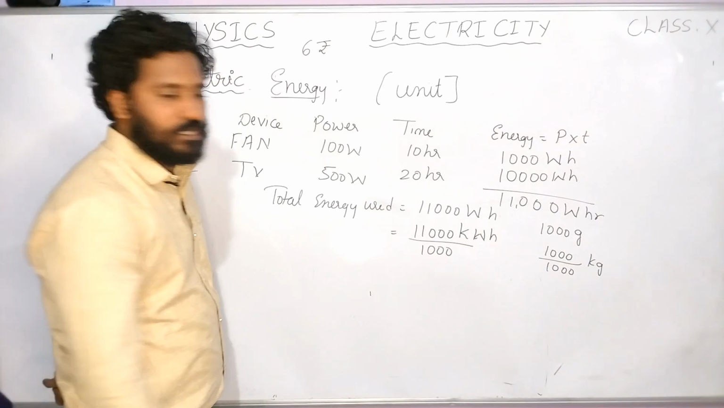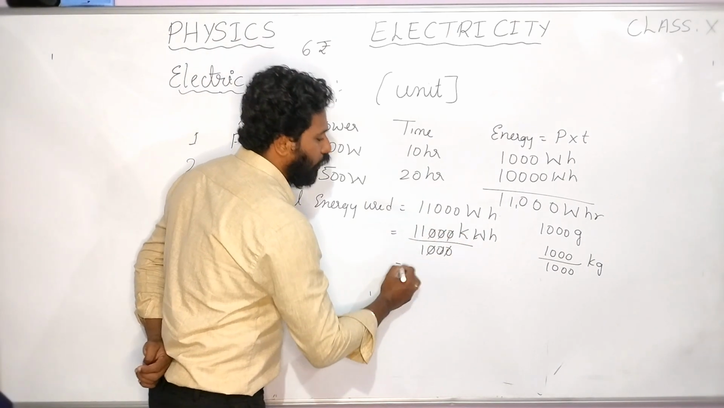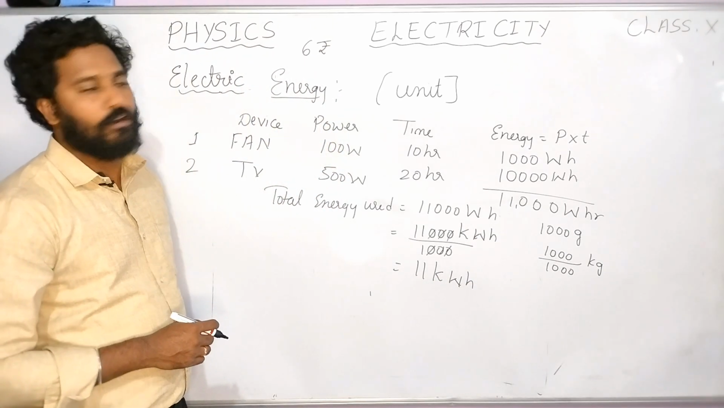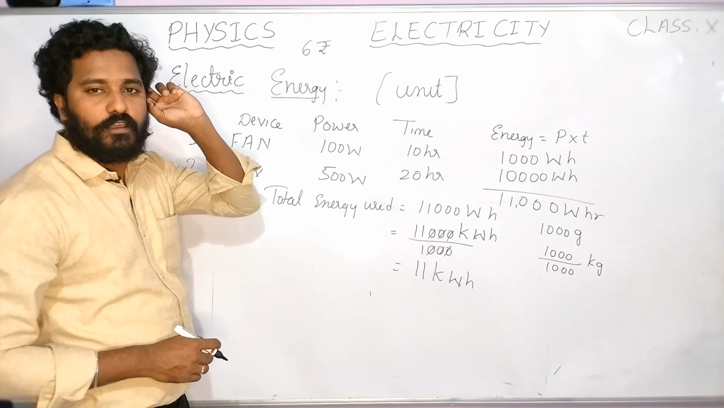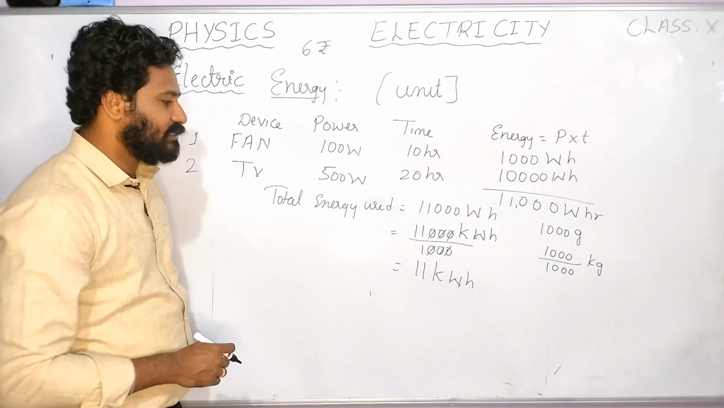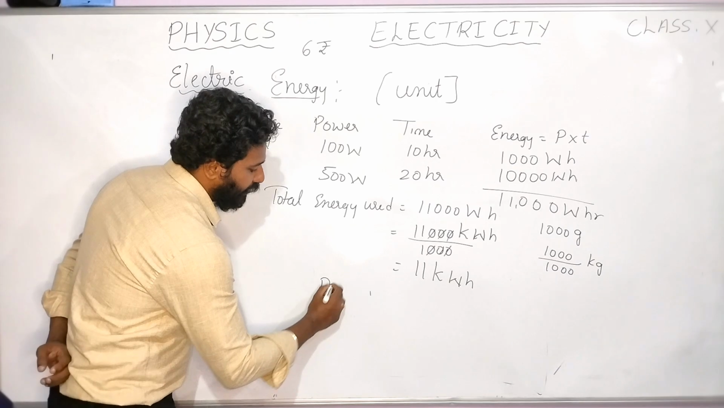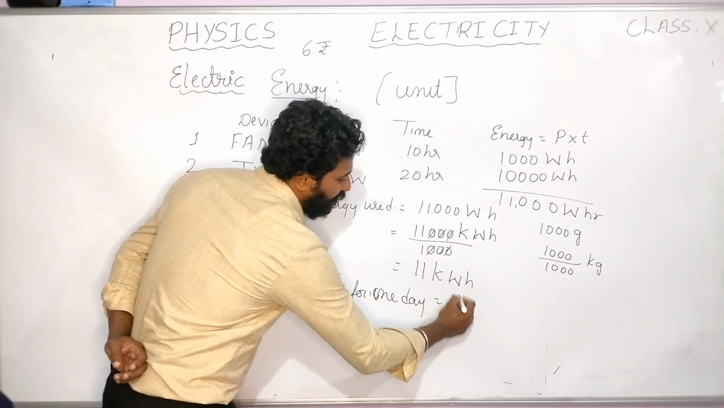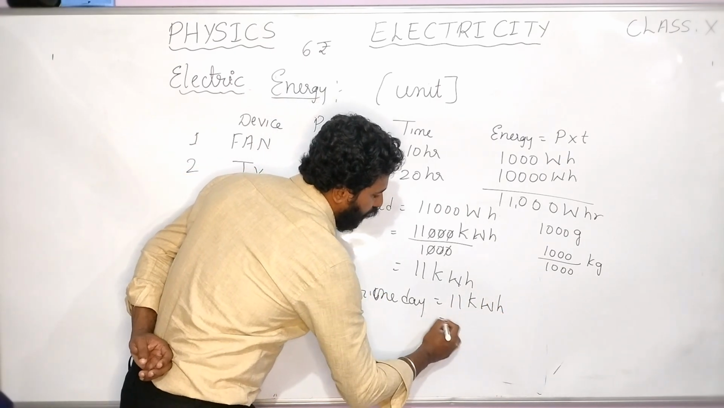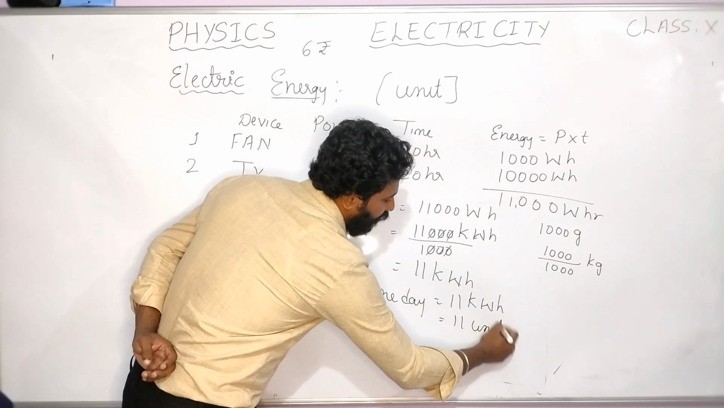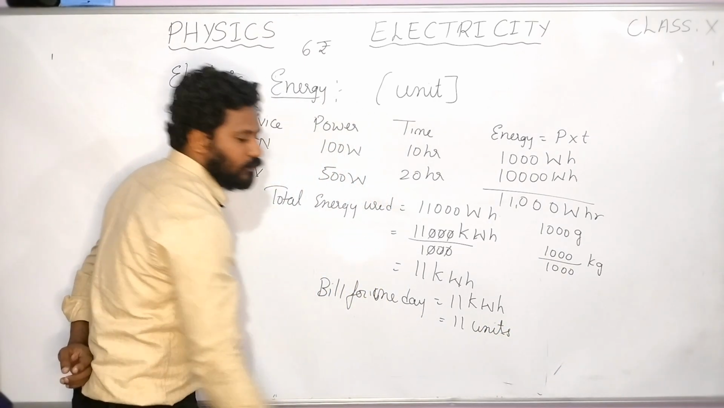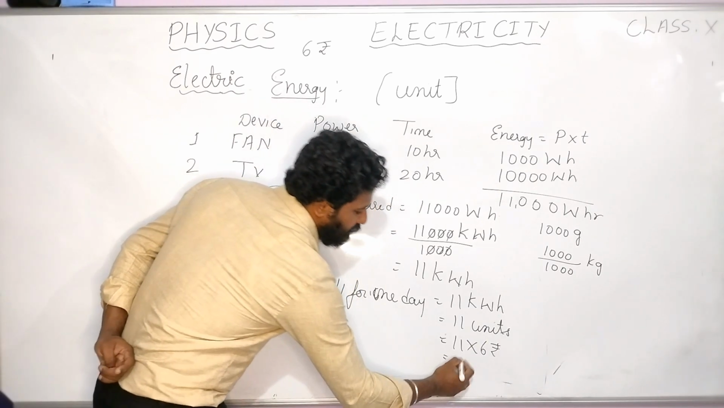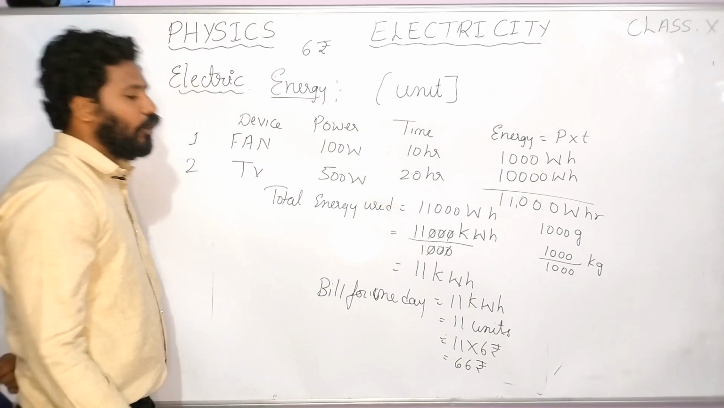So when you divide by 1000, it will be 11. So you are using 11 kilowatt hour in 1 day. Suppose imagine that 6 rupees is the electric bill they are charging you. Then what is the bill for 1 day? 11 kilowatt hour means 11 units. So how much you have to pay? 11 into 6 rupees. How much is 11 into 6? 66 rupees. That you are using for 1 day.